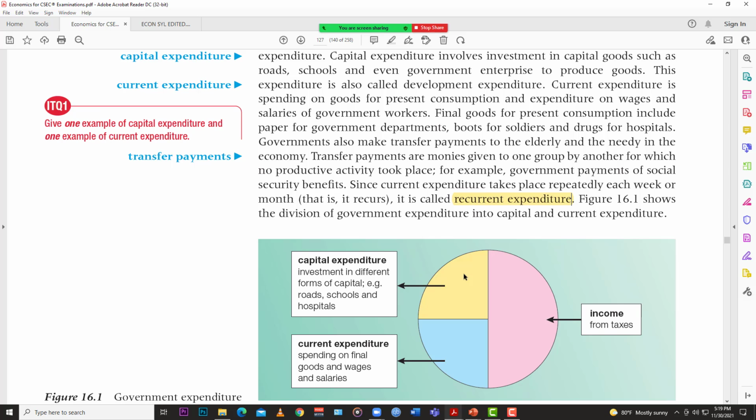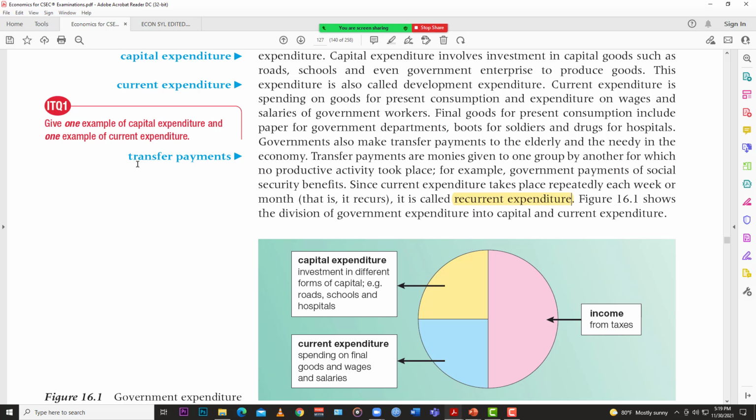Now where does the government get the majority of the money to do all of this? The answer for that one is taxes. The government uses taxes to raise revenue. That's the main source of revenue, taxes.